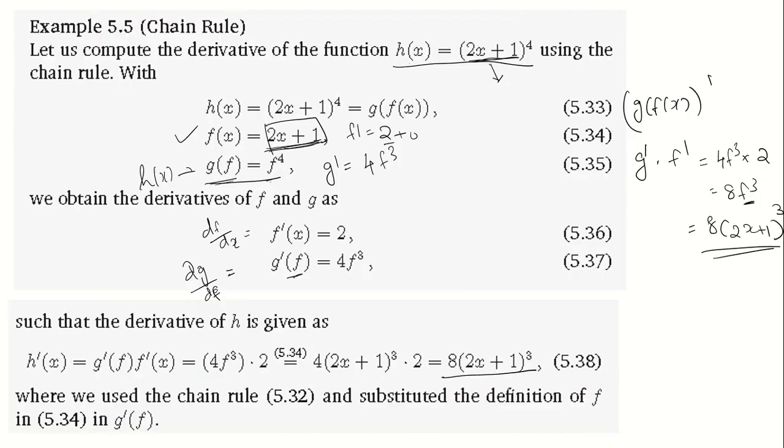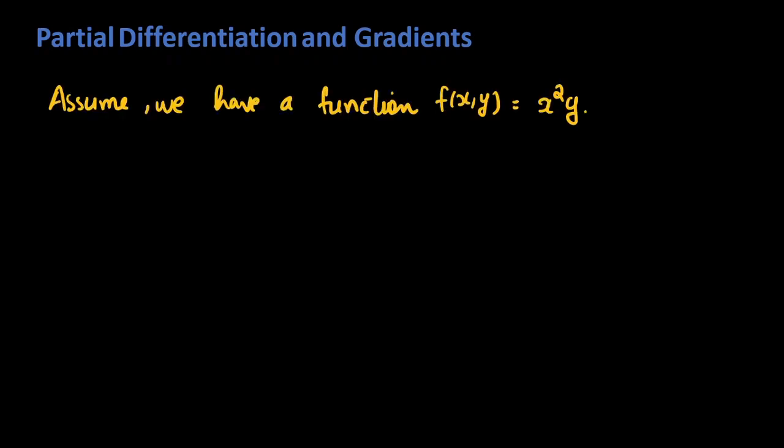Then partial differentiation and gradient. These things are applicable to the univariate function. If there is only one variable, there is no confusion. We can directly find the first derivative. And when it comes to a multivariate function, we have partial differentiation. So assume we have a function f of x, y is equal to x square y. So here two variables, x and y.